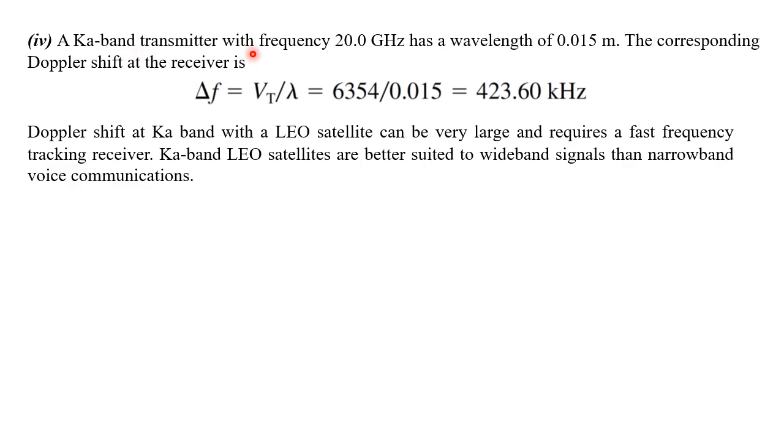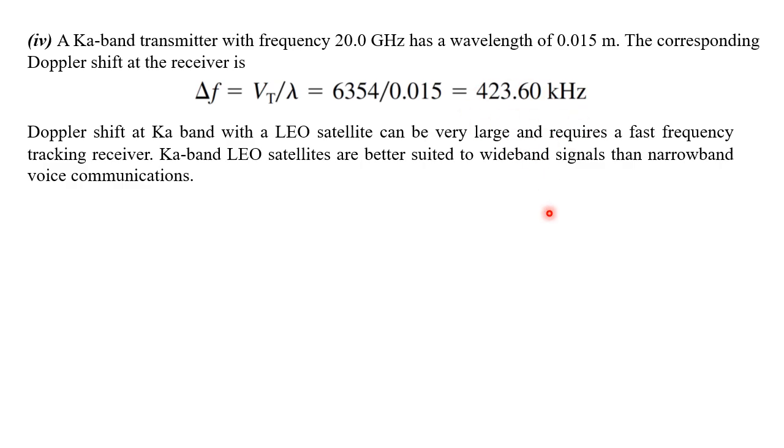Now a Ka band transmitter with a frequency of 20 gigahertz has a wavelength of 0.015 meter. So corresponding to that, the Doppler shift for 20 gigahertz we can easily calculate: 6354 divided by 0.015, that turns out to be 423.6 kilohertz. So as you can see, for Ka band, the Doppler shift for a LEO satellite can be very large, right? It requires a fast frequency tracking receiver. For the lower frequency, what we got is comparatively lesser, just around 50 kilohertz. But for the higher frequency, it is much more, like 423 kilohertz.